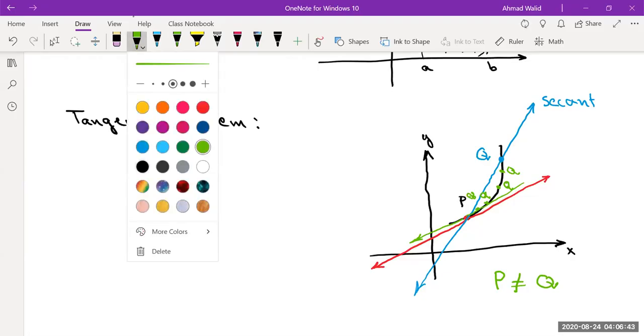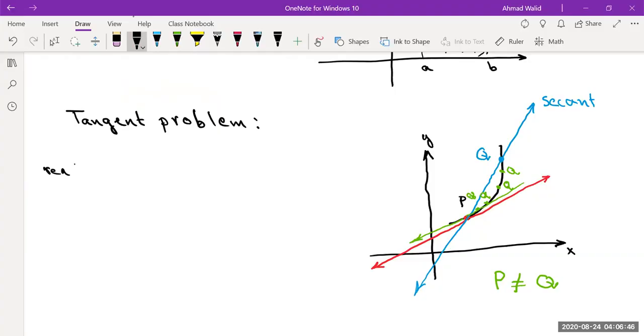That's why you go really, really, really close to P, to point P, but not equal to P. You're moving point Q really close to point P. This gives you an estimation or approximation of the slope of the tangent line, correct?